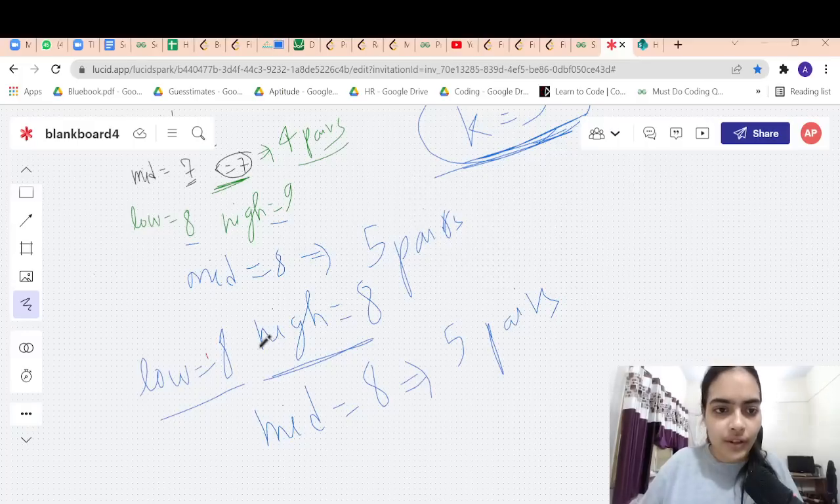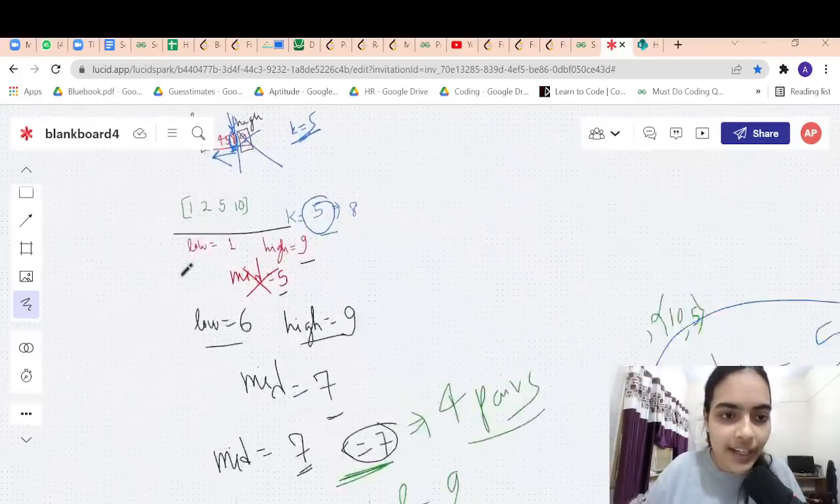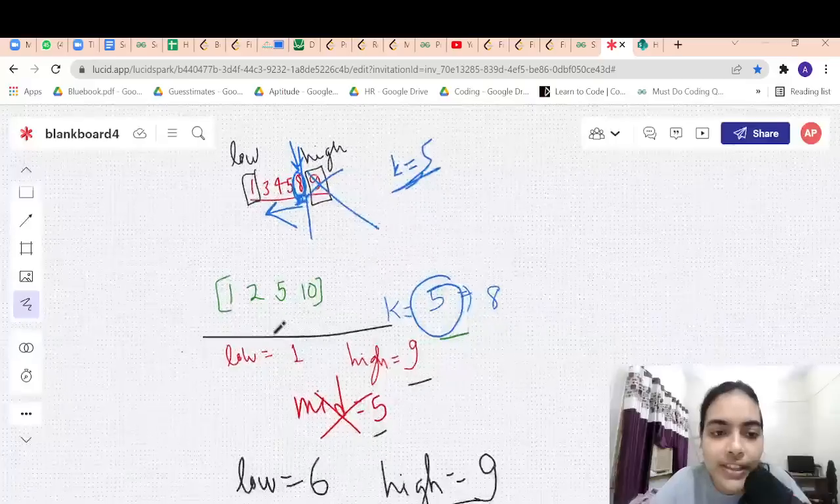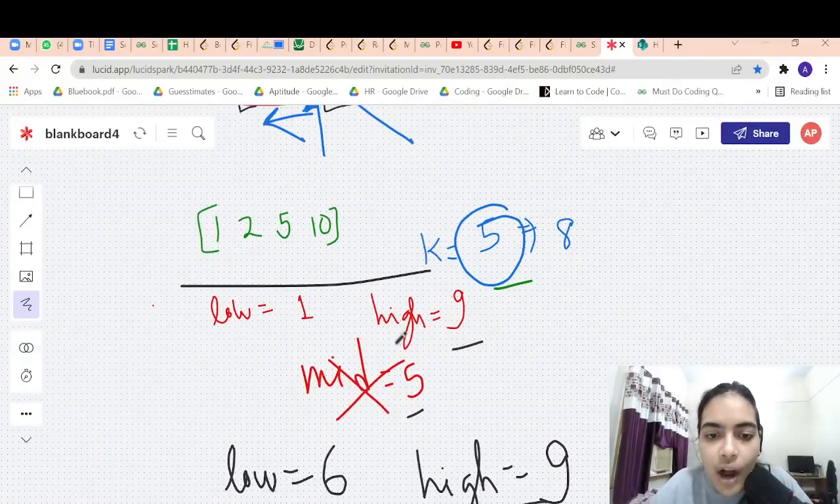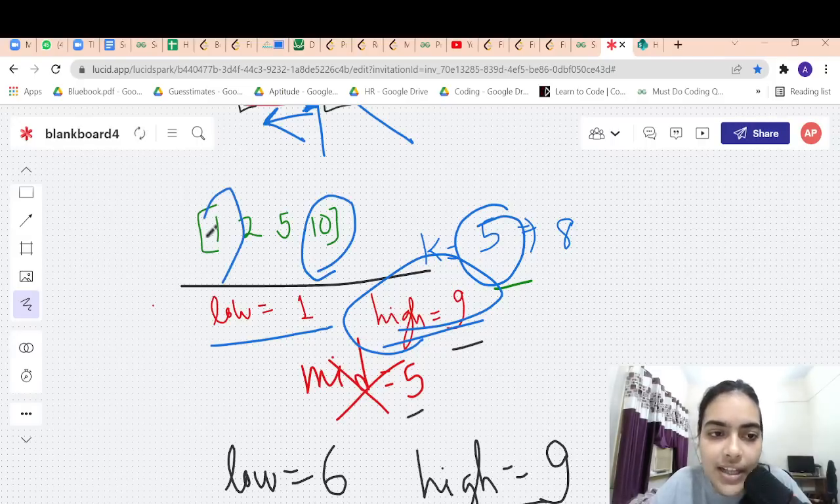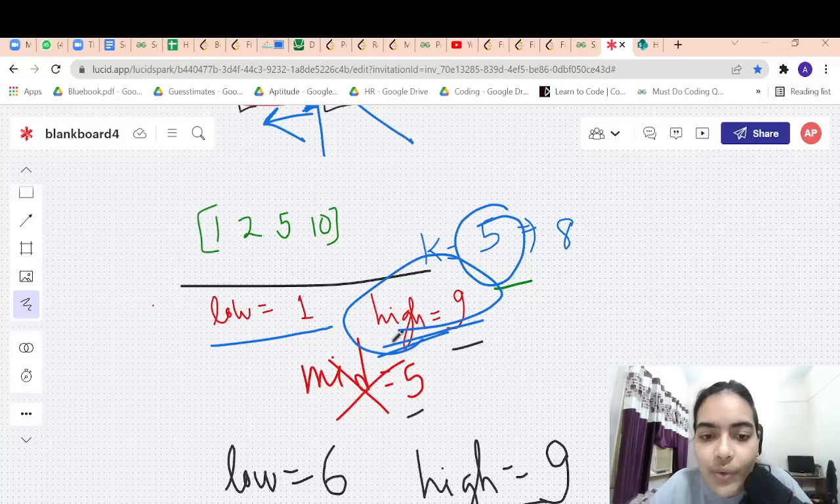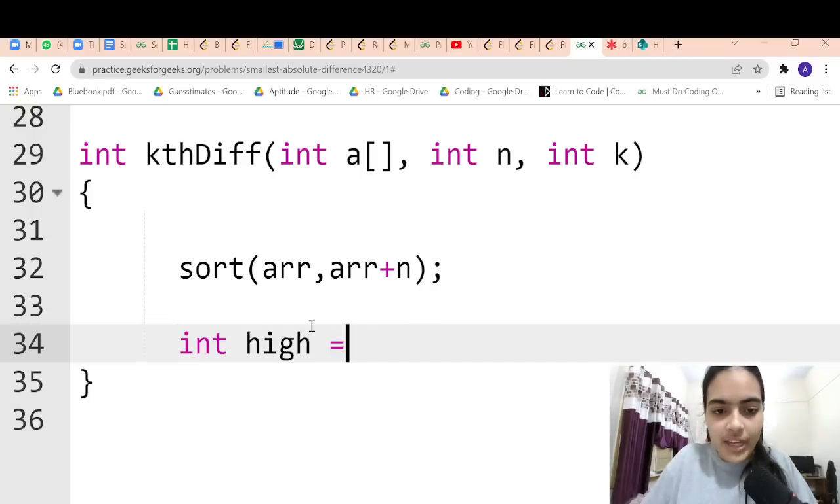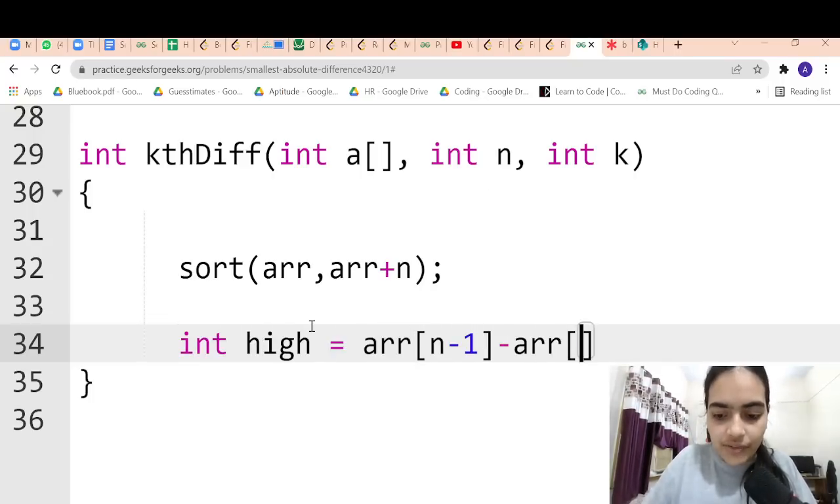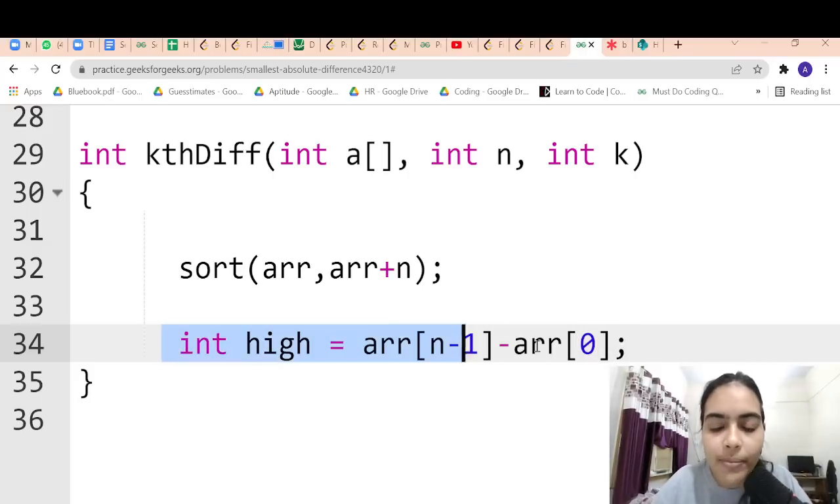So what did we do? We applied binary search. How did we start? We found low, we found high. How did we find high and low? So how did we find high? We took the maximum minus the minimum in this array. That was the range up to which we can get the absolute differences. So first let me start with high. After sorting, the last number is the maximum number and the first number is the minimum number. This will give you the maximum possible absolute difference that you have, right?